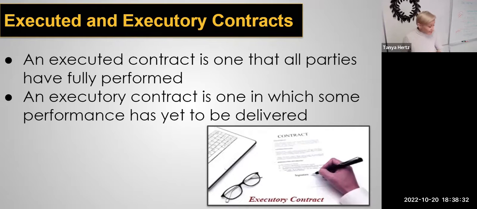Executed versus executory. An executed contract is one that all parties have fully performed as stated in the contract, and so it's then executed. An executory contract is one in which it's a legal contract, but one part of the performance has not yet been delivered. So an example might be something like a promise to pay for services, and the service has not yet been rendered.